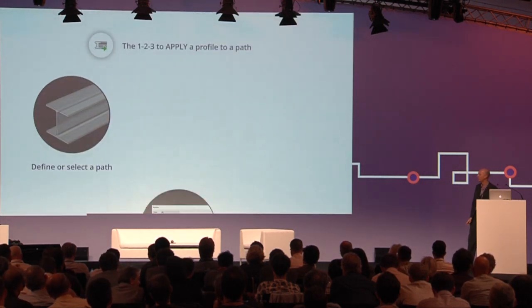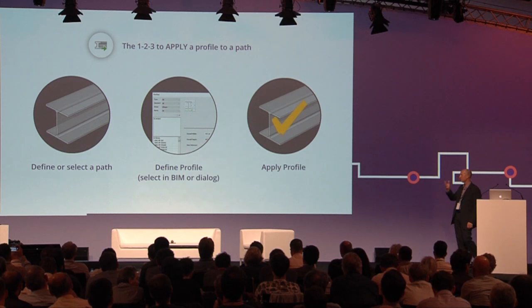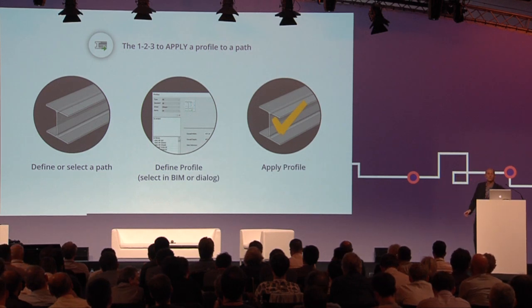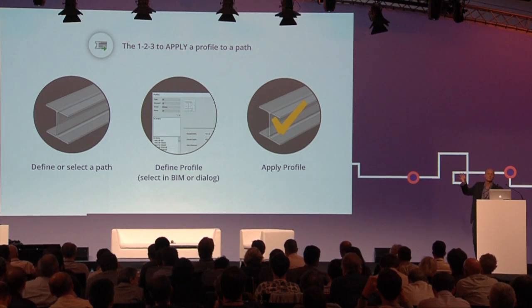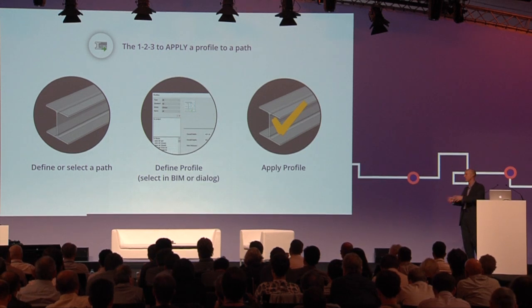So Apply Profile, simple 3-step process. Define or select a path, define the profile, and apply it. And as you saw, there's a number of different ways that you can define the profile. You can select it from the BIM, or the model that you're working with, or you can select it from the dialog box.